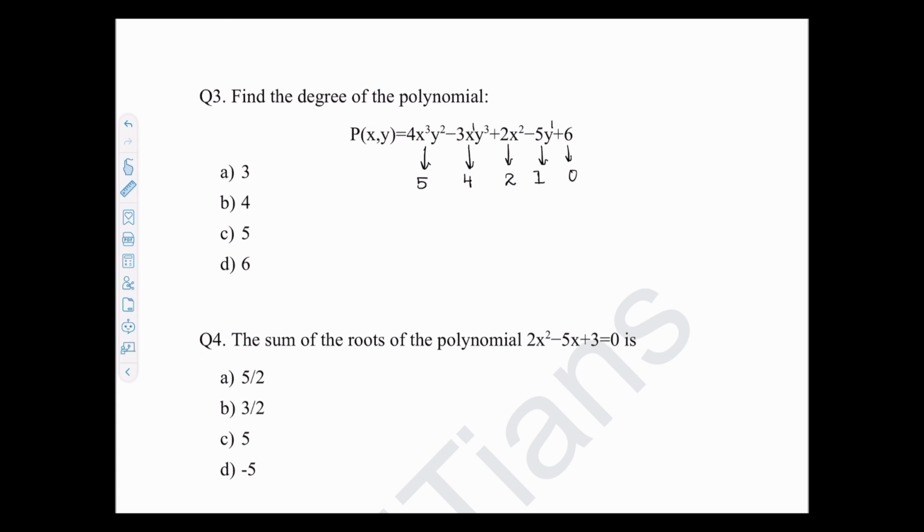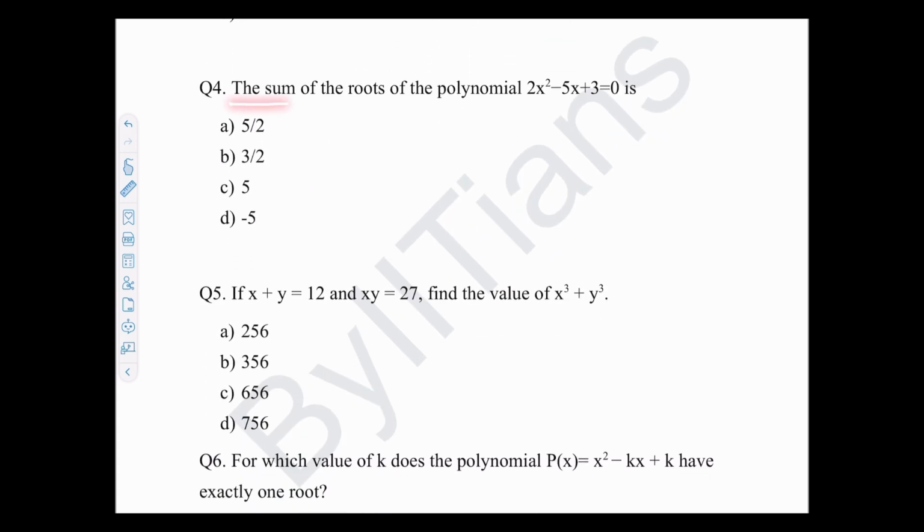And now among these values, which one is the highest value? Indeed, 5 is the highest value. Hence, the degree of the polynomial is 5. Hence, option number C is the correct answer. Now, let's move ahead to question number 4. The sum of the roots of the polynomial, this is what?